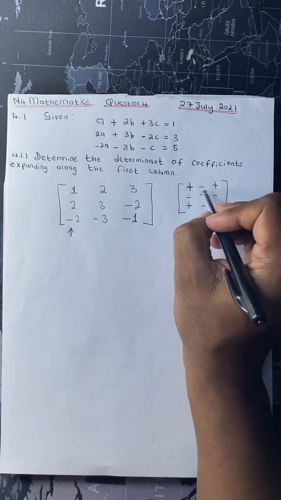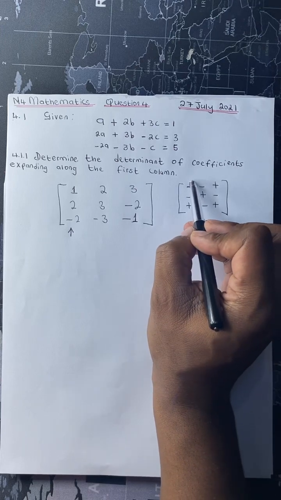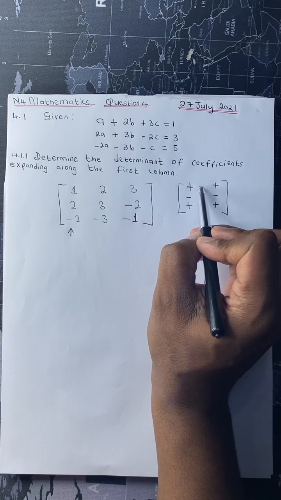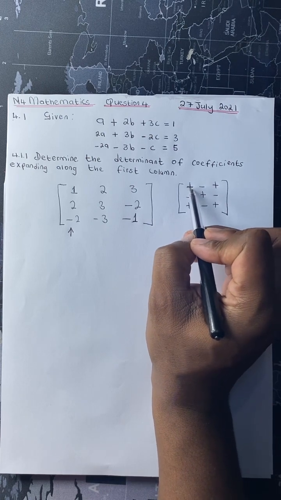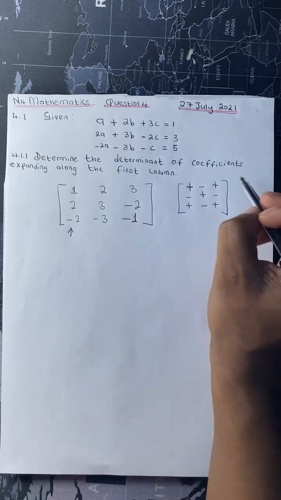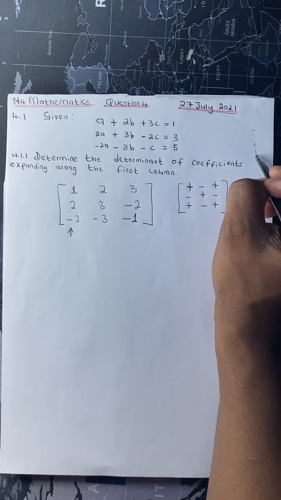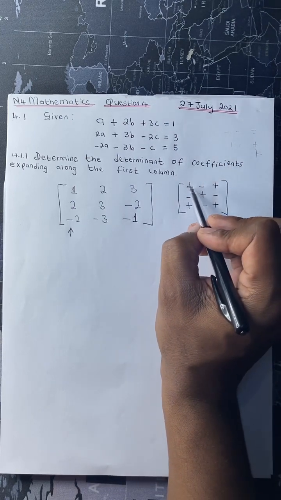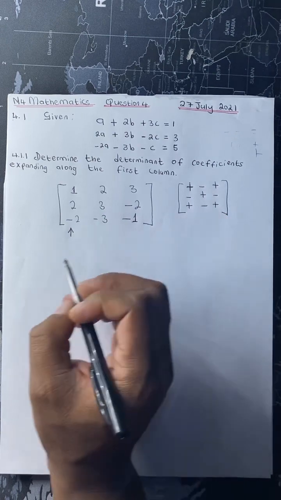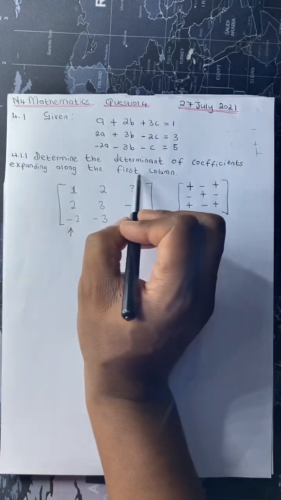If you forgot the arrangement of these signs, just remember that the first one is always positive, and you cannot have a positive and a positive next to each other. So you can only get positive, minus, positive, and positive, minus, positive. You cannot have positive positive or minus minus. You always have positive, minus, positive, positive, minus, positive. So we have to determine the determinant of coefficient expanding along the first column.